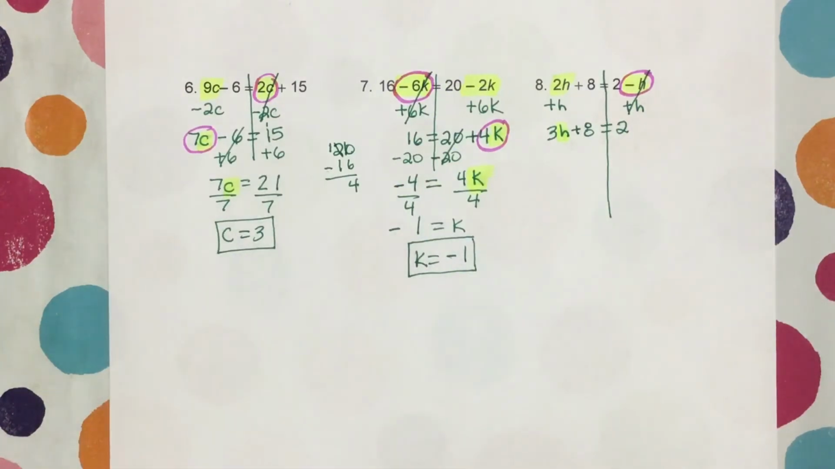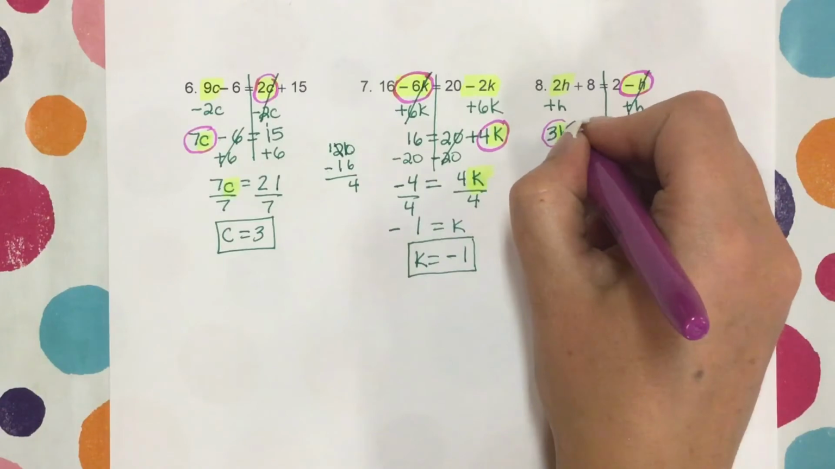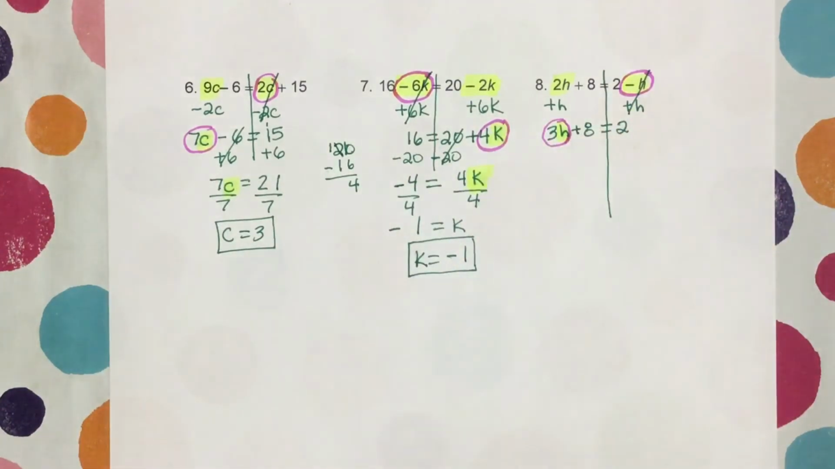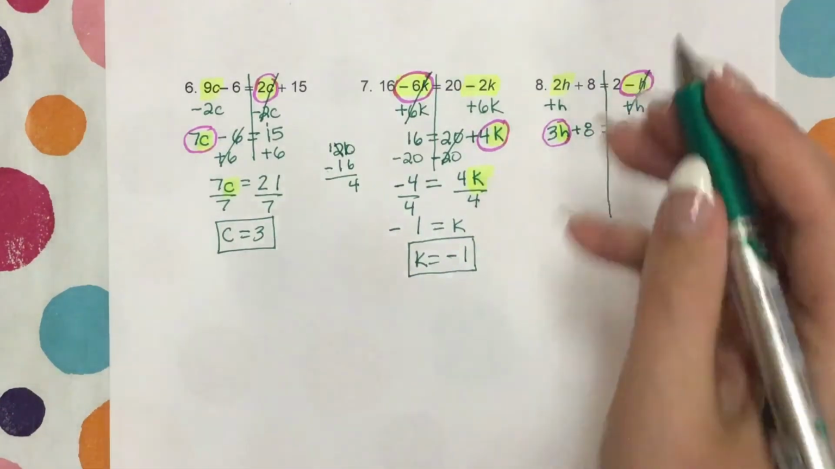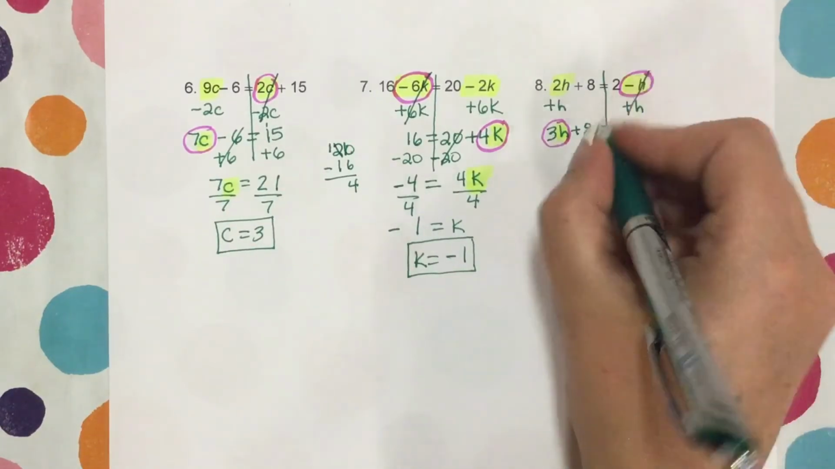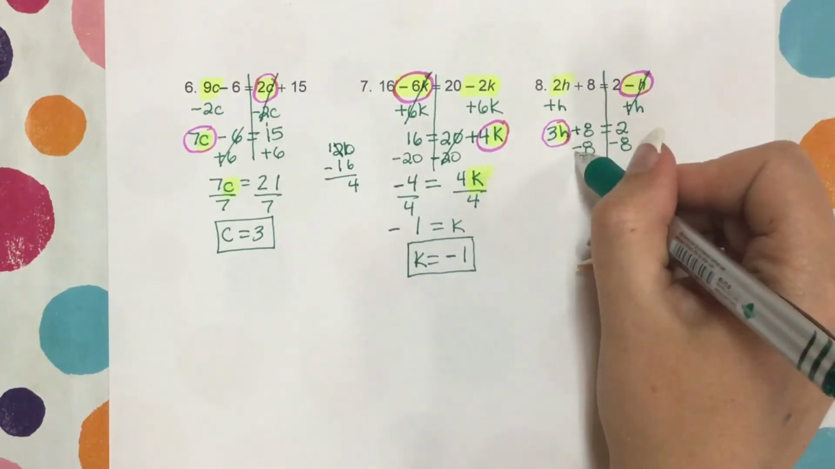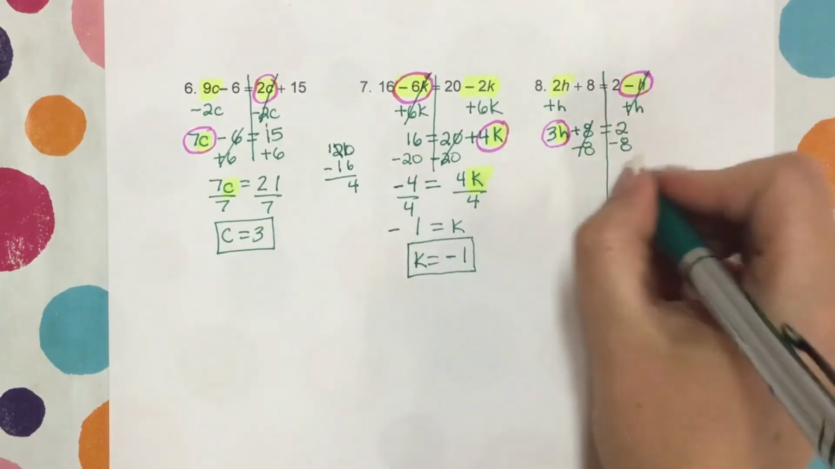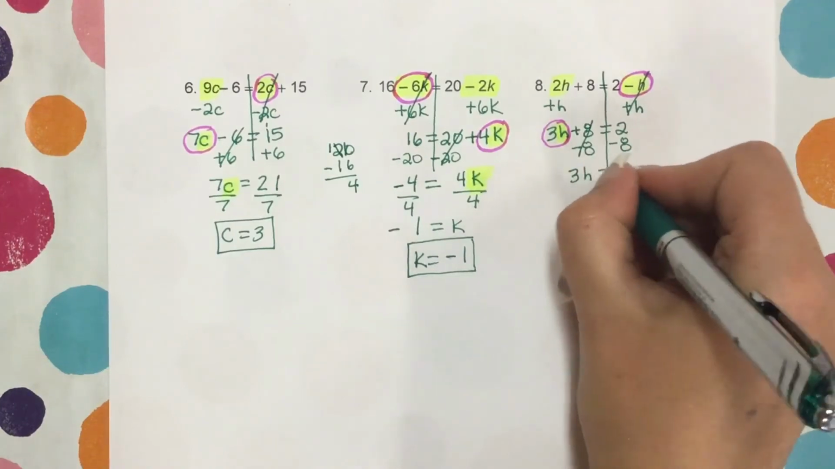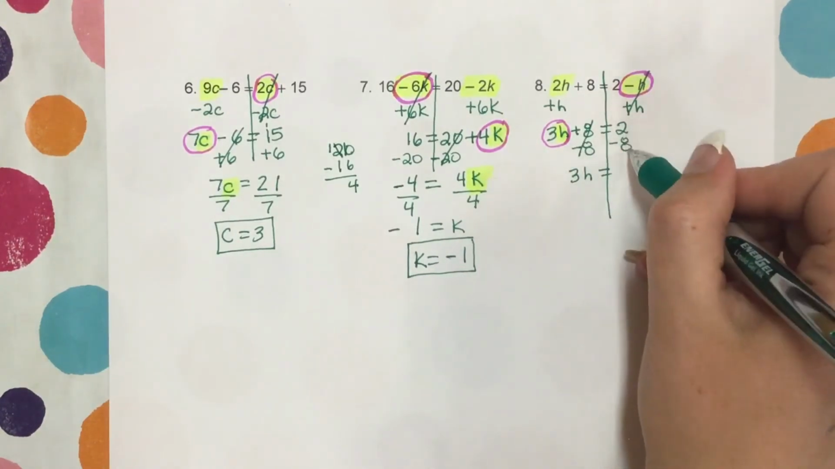Okay, but it's a two-step equation, so that means we have to keep all this together until the very, very end, which means we have to get rid of that positive 8. So we're going to do the inverse operation of positive 8, which would be subtracting 8 from both sides. Plus 8 minus 8 equals 0. It cancels. We're left with 3h equals, we have 2 minus 8. This is a positive 2. This is a negative 8.